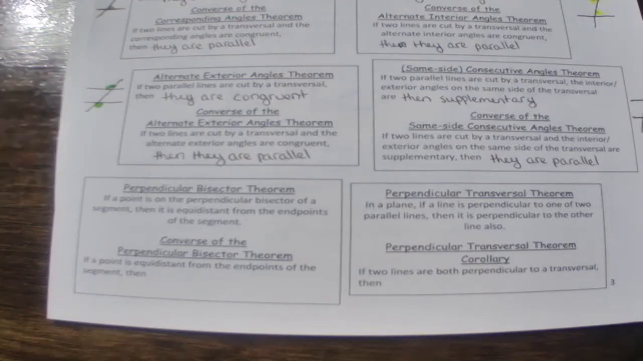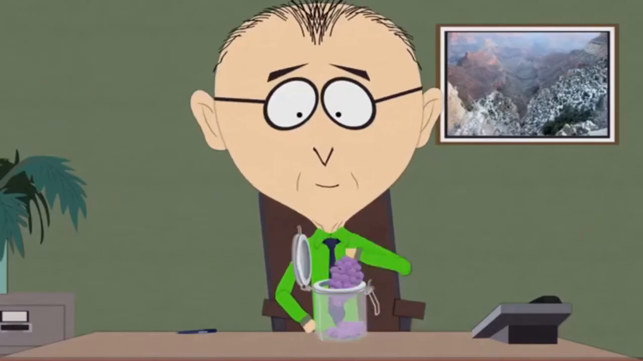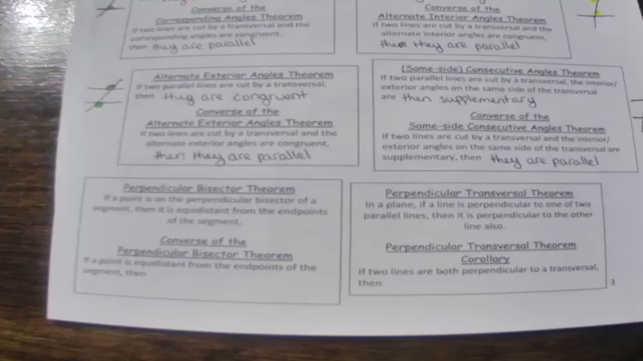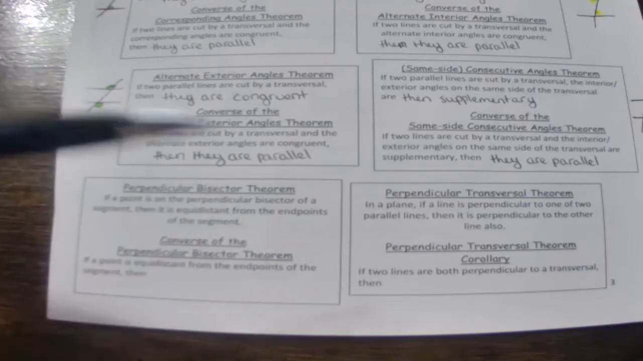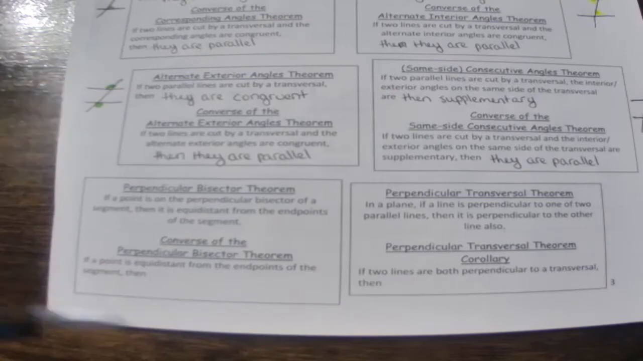Okay, so the last one, we have two more. This is stuff that we've actually kind of gone over before. We have the perpendicular bisector theorem and the perpendicular transversal theorem. So perpendicular lines have to meet and make a 90-degree angle. Bisector, cut in half, stuff like that. Now I'm going to go ahead and fill them in and then we'll go over it just like we did on the other ones.